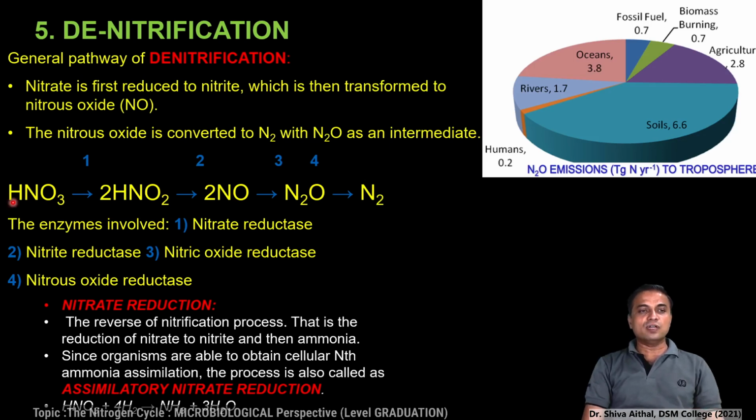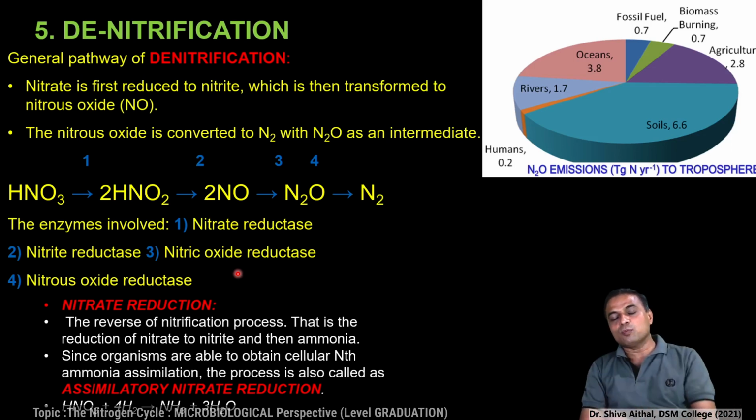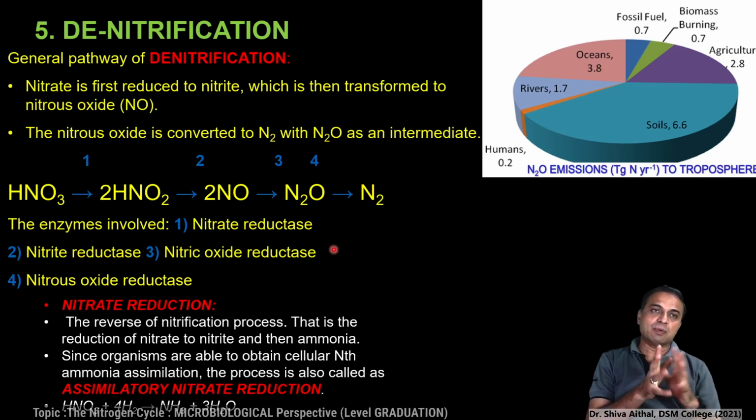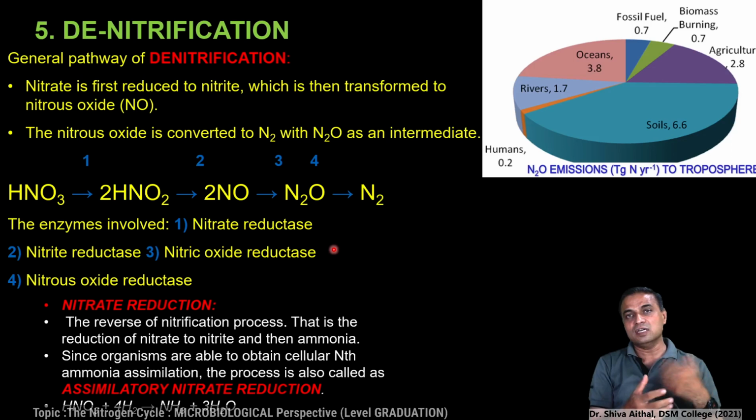The enzyme involved in the conversion of HNO3 to HNO2 is nitrate reductase. HNO2 to NO, the second enzyme, is nitrite reductase. NO to N2O is nitric oxide reductase. All these are the reductase group of enzymes carrying out reduction reactions, and the third, N2O to N2, is carried out by nitrous oxide reductase. These are the 4 enzymes which are capable of converting nitric acid to nitrogen gas, releasing it back to the atmosphere.